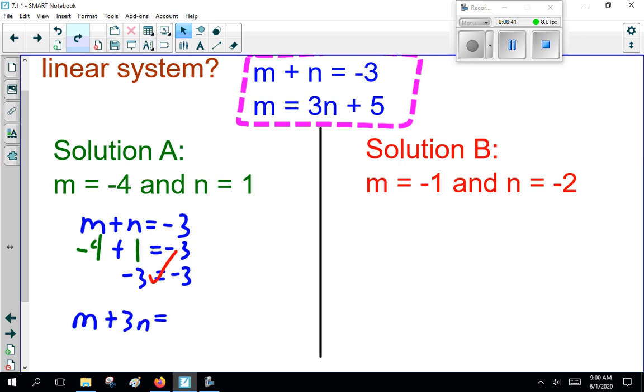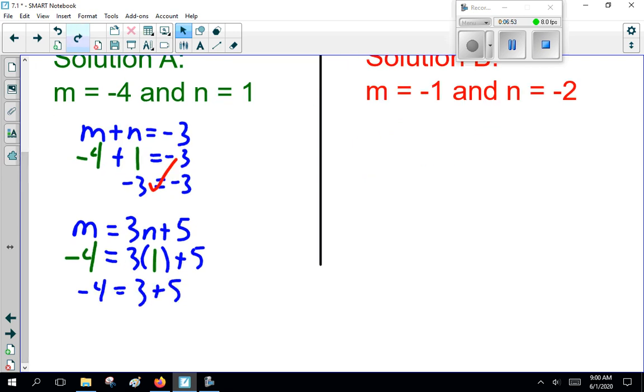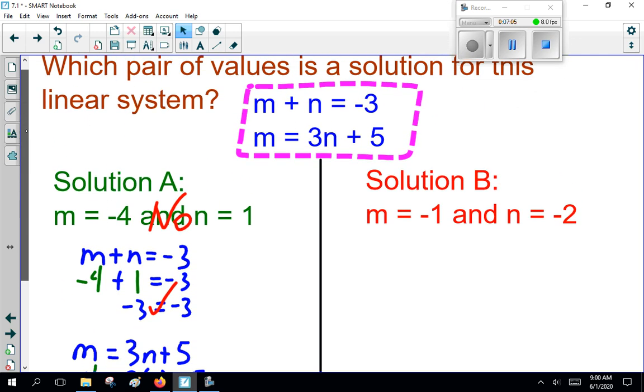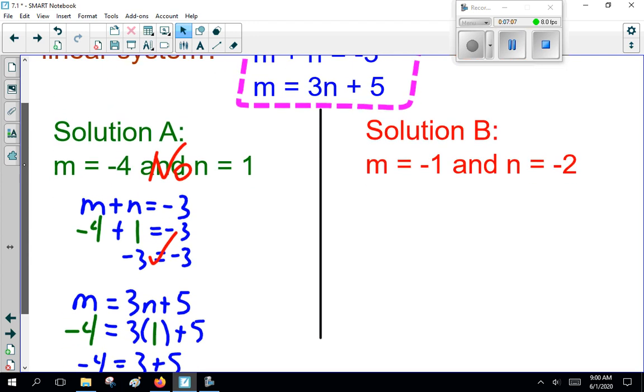Now, the next one, m equals 3n plus 5. Every time I see m, replace with minus 4, and n with 1. Keep on going, and I get minus 4 equals 8. Nope. So no, that solution doesn't work. Now, does the second solution work? It says which pair, so it's probably B.